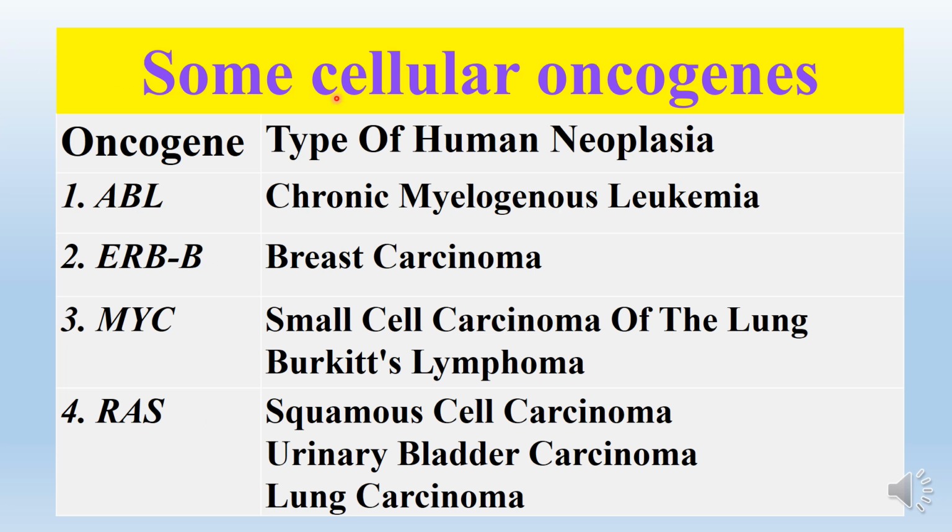Some cellular oncogenes are tabulated here. Let us take a look at those examples. Oncogene ABL is associated with human neoplasia chronic myelogenous leukemia. AB is associated with breast carcinoma. MYC is associated with small cell carcinoma of the lung and Burkitt's lymphoma. RAS gene is associated with squamous cell carcinoma, urinary bladder carcinoma, lung carcinoma. So these are some of the oncogenes, the names of which you are expected to remember.